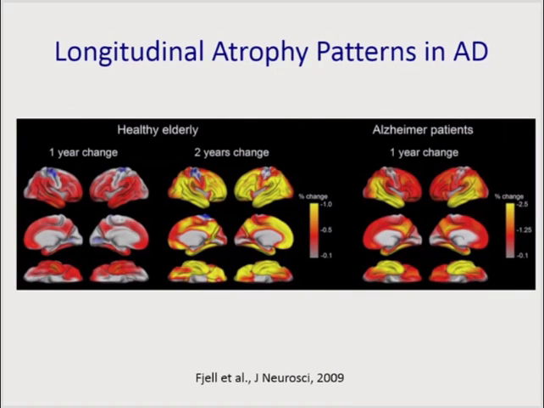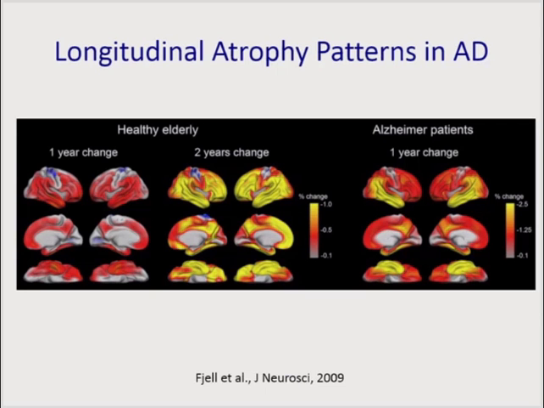So this pattern has been replicated now in a number of different studies. This is a particularly nice one, I think, from Anders Fjell's group. So there's two things here. First, they're looking at healthy elderly, looking at the normal atrophy, because as we all know, there's atrophy with aging, comparing that to see what is seen in Alzheimer's patients.